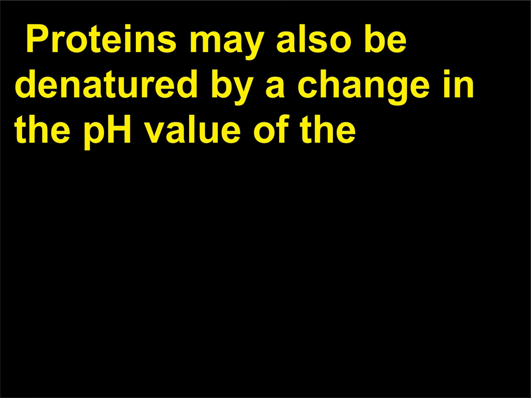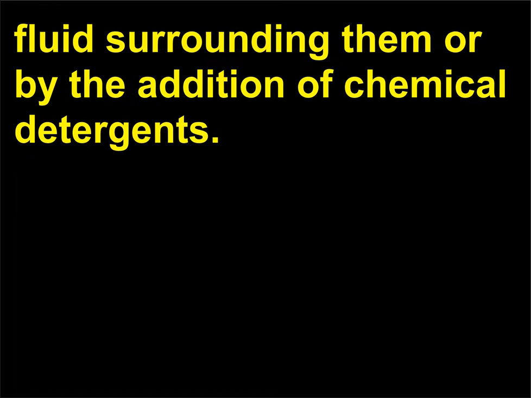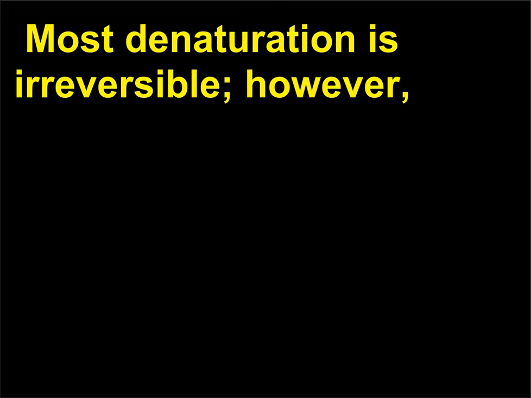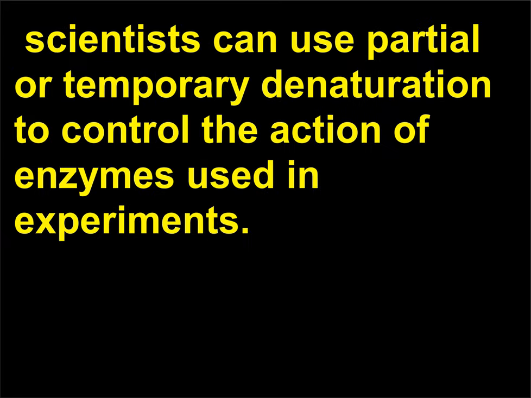Proteins may also be denatured by a change in the pH value of the fluid surrounding them or by the addition of chemical detergents. Most denaturation is irreversible, however. Scientists can use partial or temporary denaturation to control the action of enzymes used in experiments.